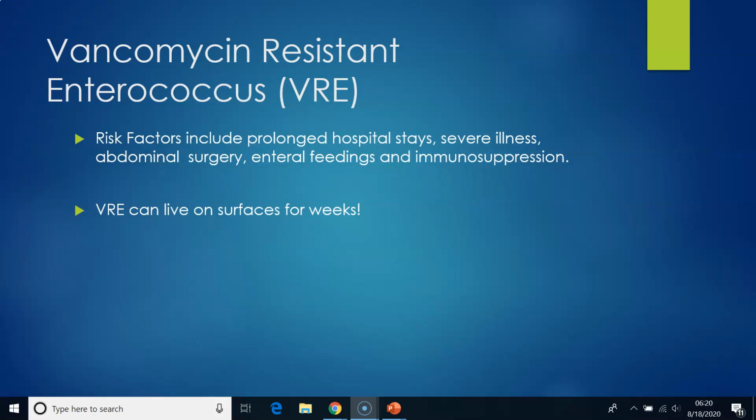Vancomycin-resistant enterococcus is, of course, resistant to vanc. Risk factors include prolonged hospitalizations, severe illness, abdominal surgeries, enteral feedings, and immunosuppression. VRE can live on surfaces for weeks.